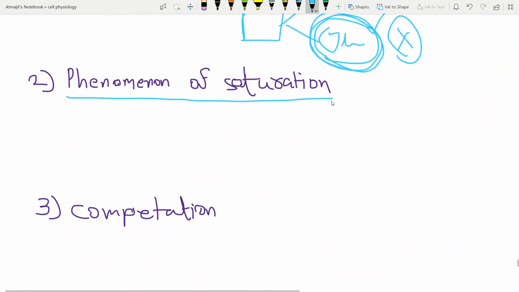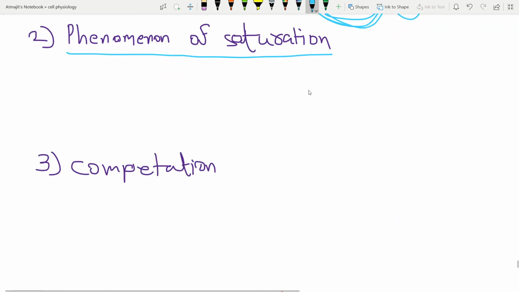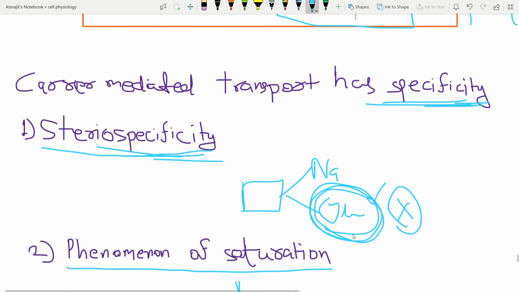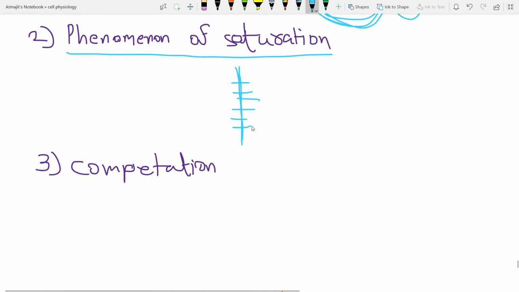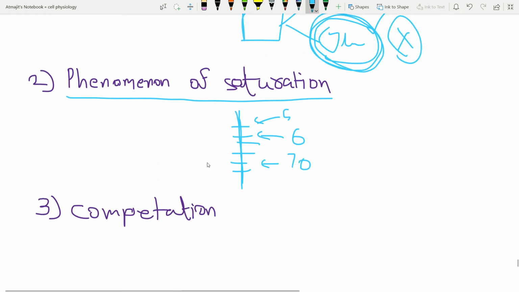Next one, the phenomenon of saturation. This is the wall of the cell membrane, and here 6 sodium glucose symports are present. So if there are 6 glucose molecules, it will connect to 6. If there are 5, then 5. But if there are 7 or 70, they cannot go into the cell by the 6 transporters simultaneously. So this becomes saturated. These have only a saturation point till which they can work.